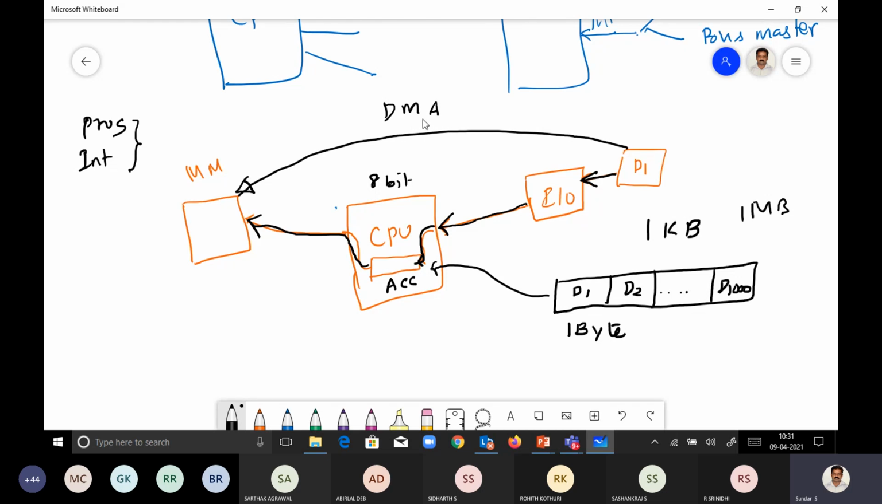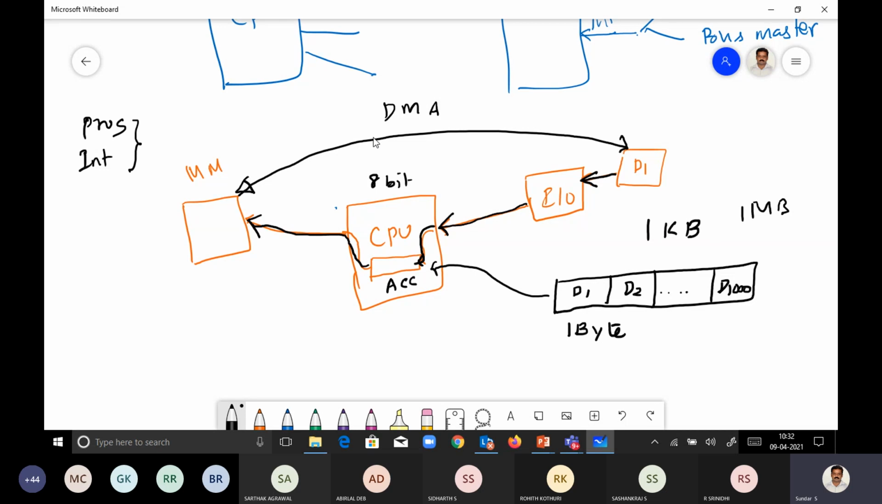Listen carefully. This direct memory access is useful only when the devices want to talk to main memory, or vice versa, main memory to devices. Suppose some bulk amount of data is to be printed. Then it can directly send to the printer, rather than forwarding that through the CPU to the printer. So whenever devices want to communicate with memory, or vice versa, then they can talk to each other in a direct link.